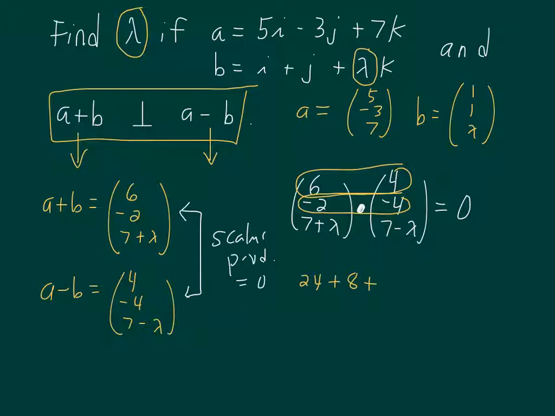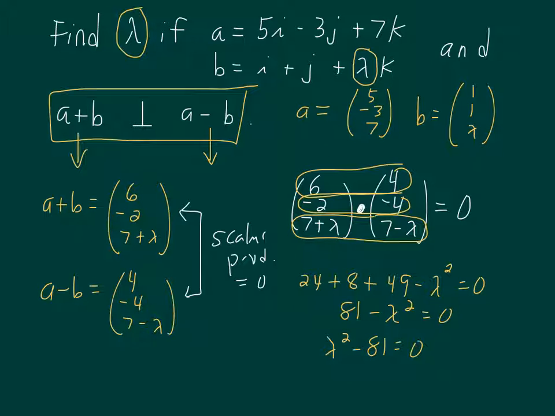And then plus, and now what I need to do is multiply 7 plus lambda times 7 minus lambda. Well, since we have opposites, we know the inner and the outer are going to cancel. So we're going to have 49 minus lambda squared equals 0. So let's clean this up. That's going to give us 81 minus lambda squared equals 0. How about we bring everything over to the other side? So lambda squared minus 81 would equal 0. Well, that's going to give me lambda is equal to plus or minus 9.